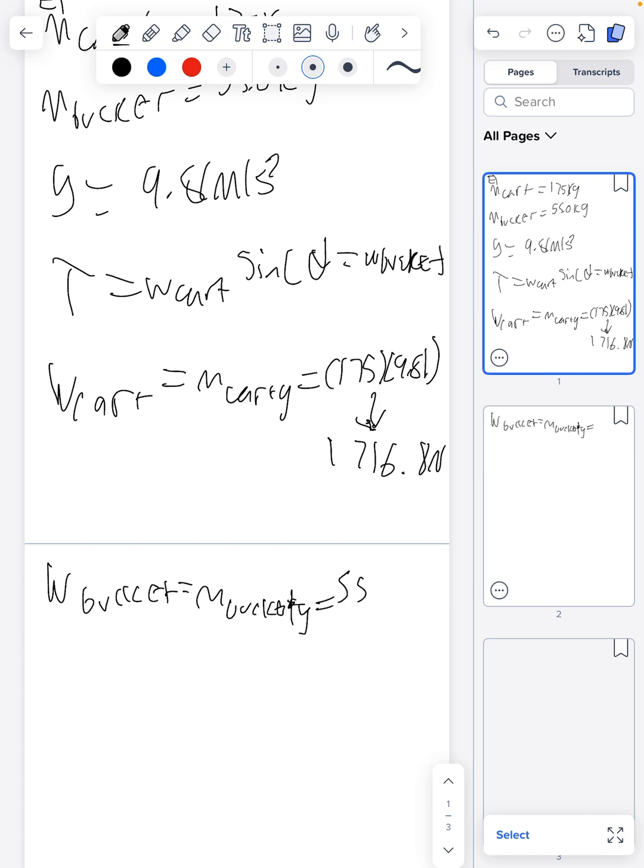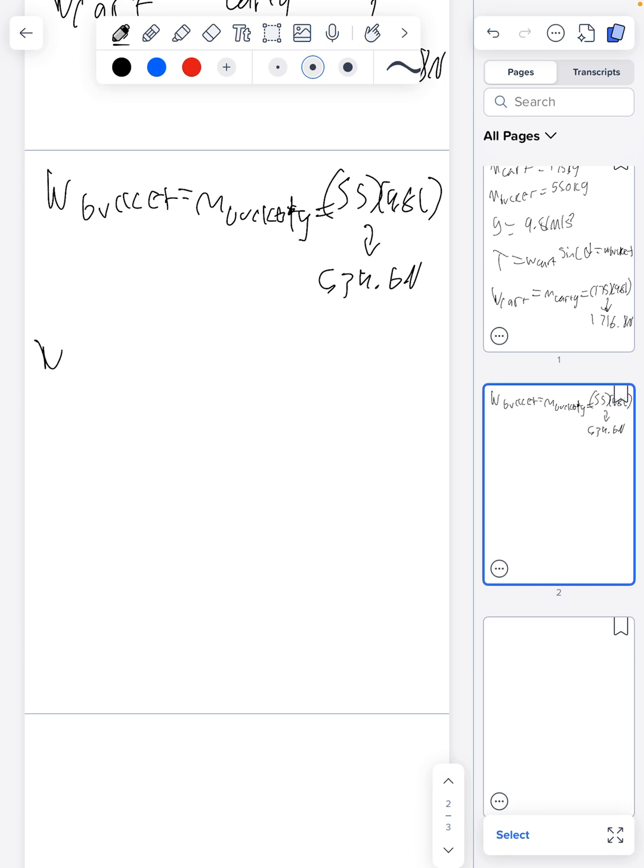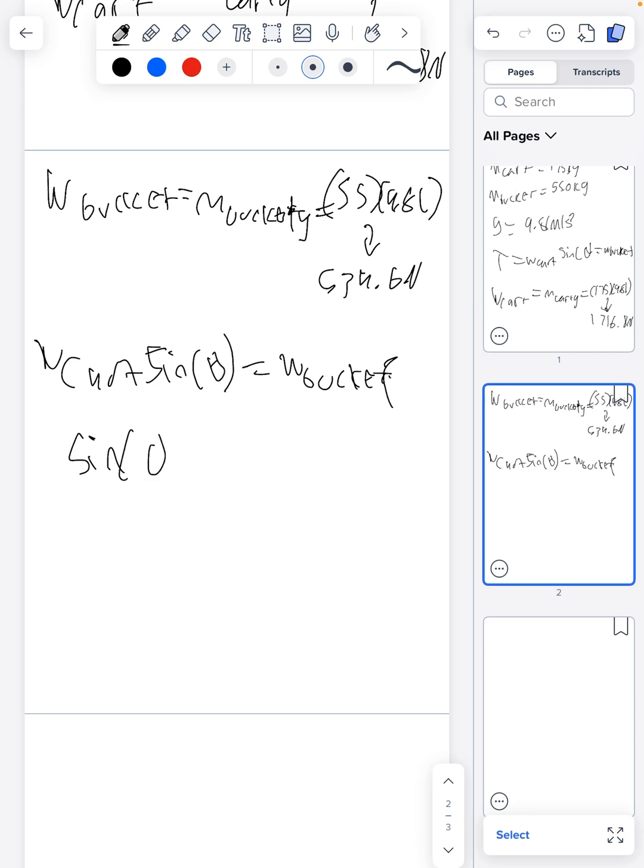That'd be 55 times 9.81, and that will give you 539.6 newtons. And since the system is balanced, that would mean the weight of the cart sine theta equals the weight of the bucket. Now we're going to solve for sine theta.